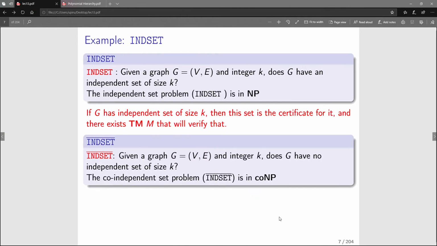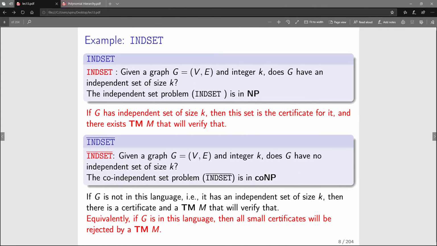What about the complement of independent set? This is clearly in co-NP, right? Does G have no independent set of size K? So the complement of this problem is in co-NP.